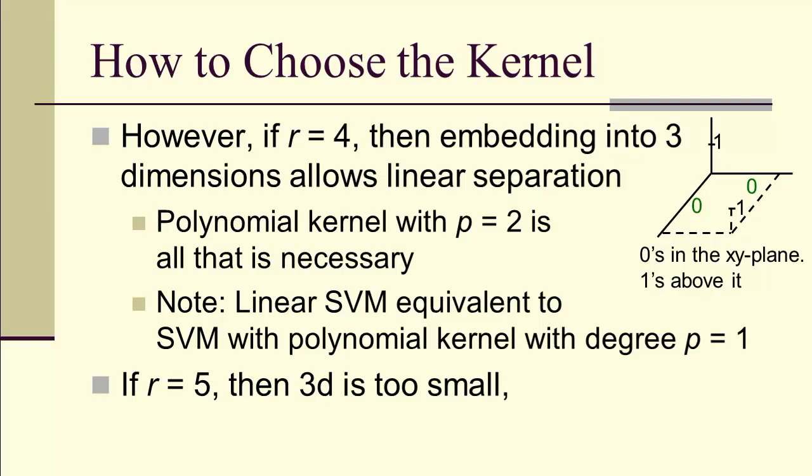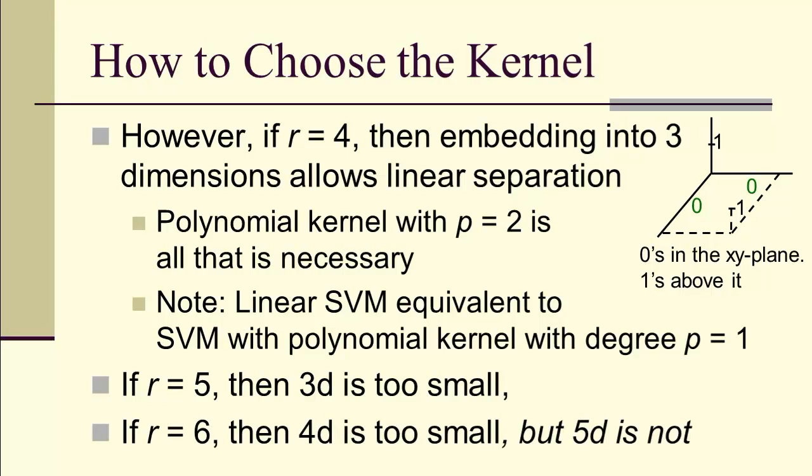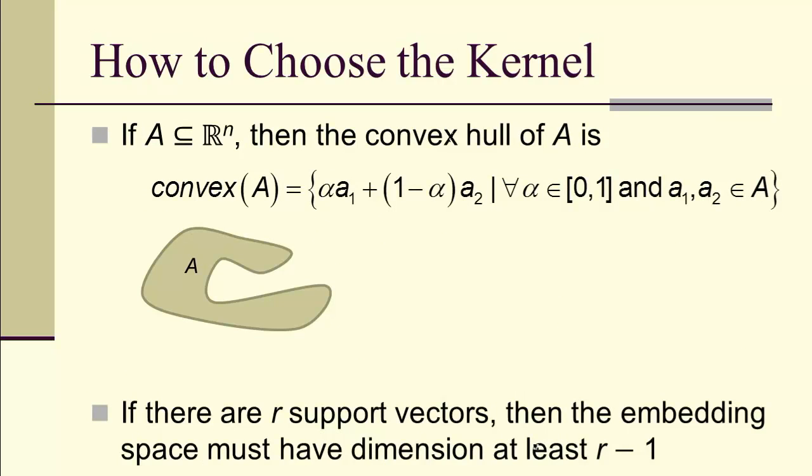But if r is equal to 5, then 3D is too small, and a polynomial of degree 2 is too small. If r is 6, then 4D is too small, but 5 dimensions is not. Similarly, 4 dimensions is not too small when r equals 5. So you see a pattern here. The pattern is that essentially, if you have r support vectors, the embedding space must have dimension at least r minus 1.